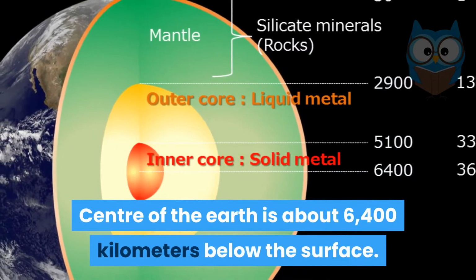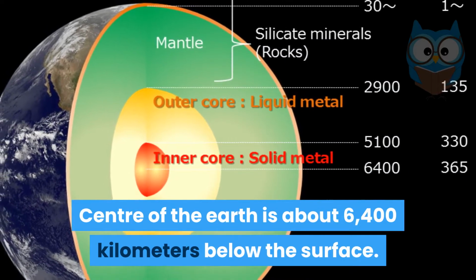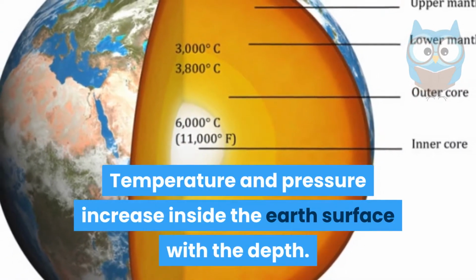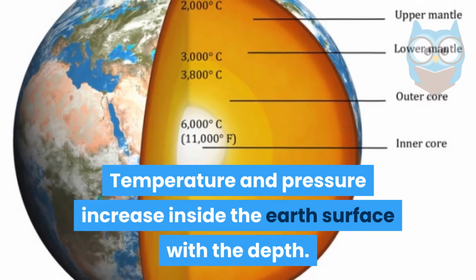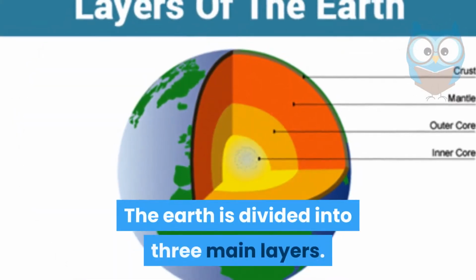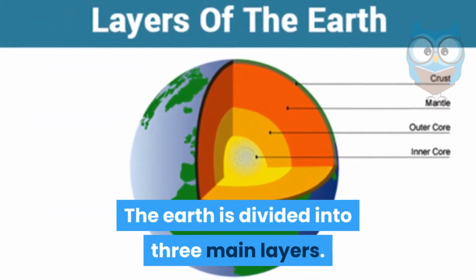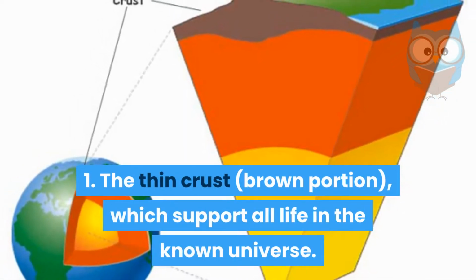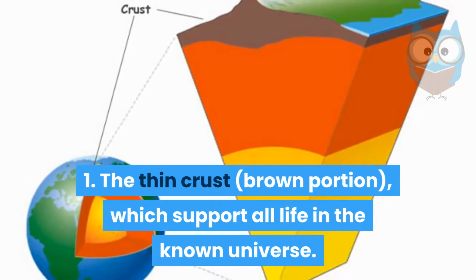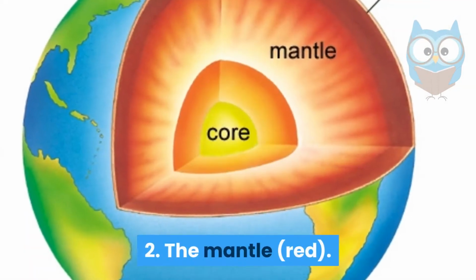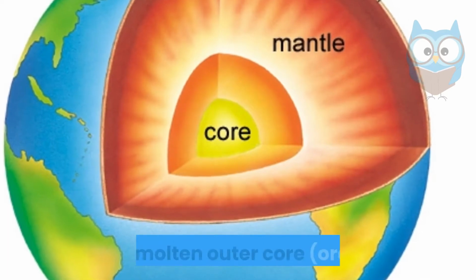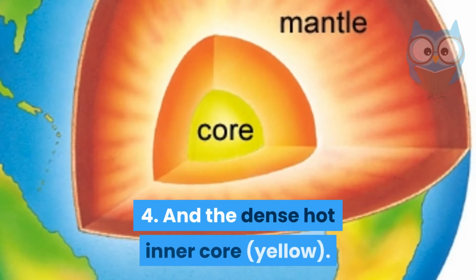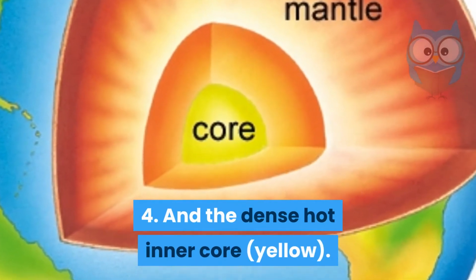The center of the Earth is about 6,400 kilometers below the surface. Temperature and pressure increase inside the Earth with depth. The Earth is divided into layers. 1. The thin crust, brown portion, which supports all life in the known universe. 2. The mantle, red. 3. The molten outer core, orange. 4. And the dense hot inner core, yellow.